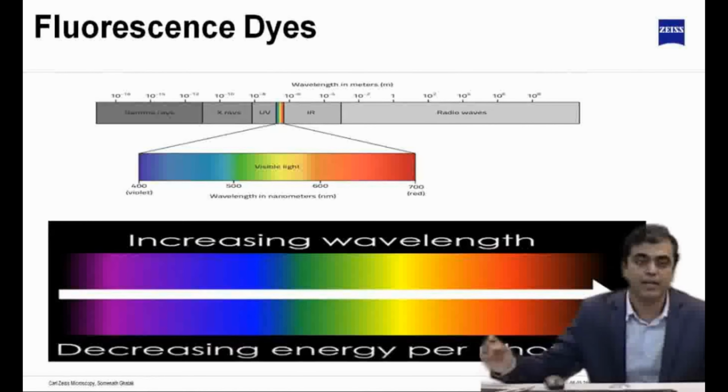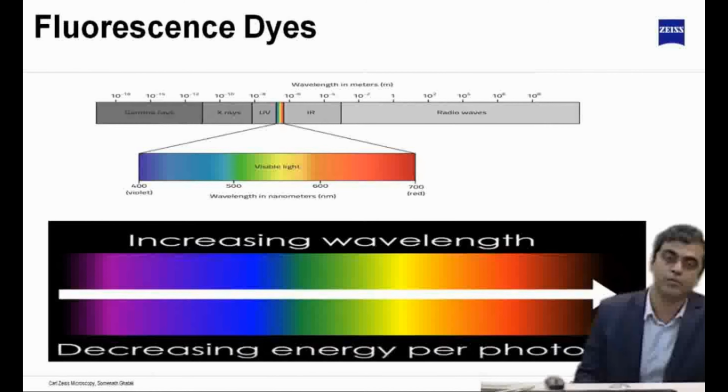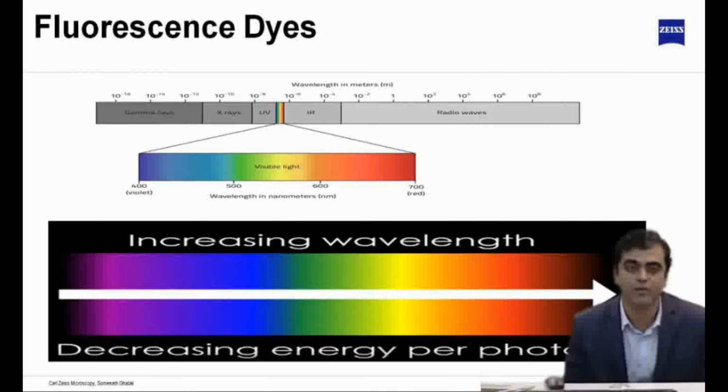So again, do not forget the electromagnetic spectrum. In this electromagnetic spectrum, the band which is visible to the human eye ranges from roughly around 400 to 700 nanometers, as you can see in the VIBGYOR. The important thing to keep in mind is that as we increase the wavelength, the energy associated with the wavelength decreases.